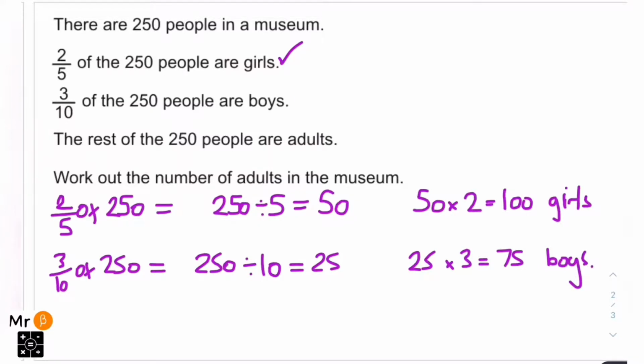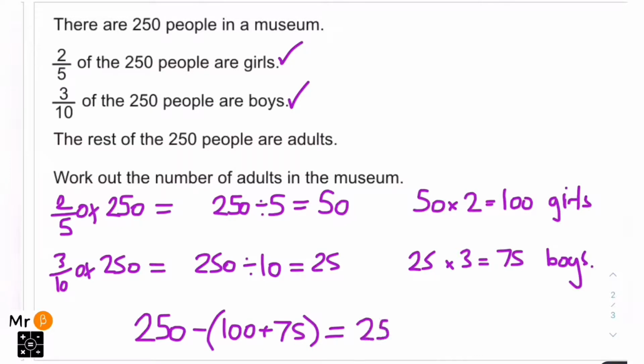The final part tells us that the rest of the 250 people are adults, and it wants us to work out that number. So we know we've got a total of 250. If we add the boys and the girls together, then subtract that from our total, that is going to give us our answer of how many adults there are at the museum. So 250 subtract 175 is equal to 75 adults.